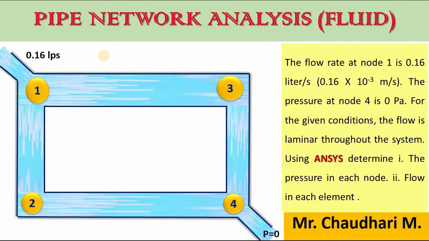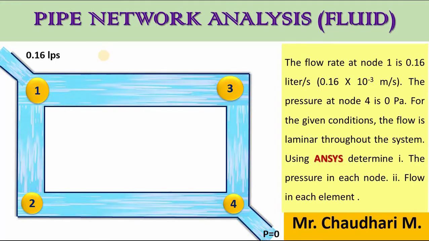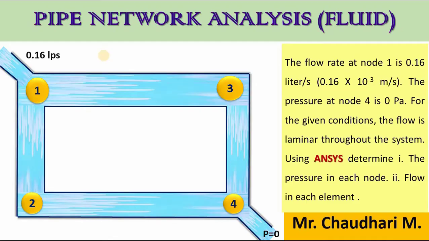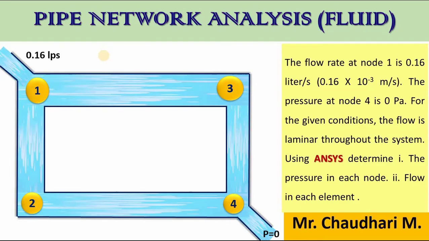Then calculate, using Ansys software, the pressure in each node. The fourth node is given, so for 1, 2, 3 we have to calculate, and then the flow in each element. So there are 4 elements: 1 to 2, 2 to 4, 1 to 3 and 3 to 4.